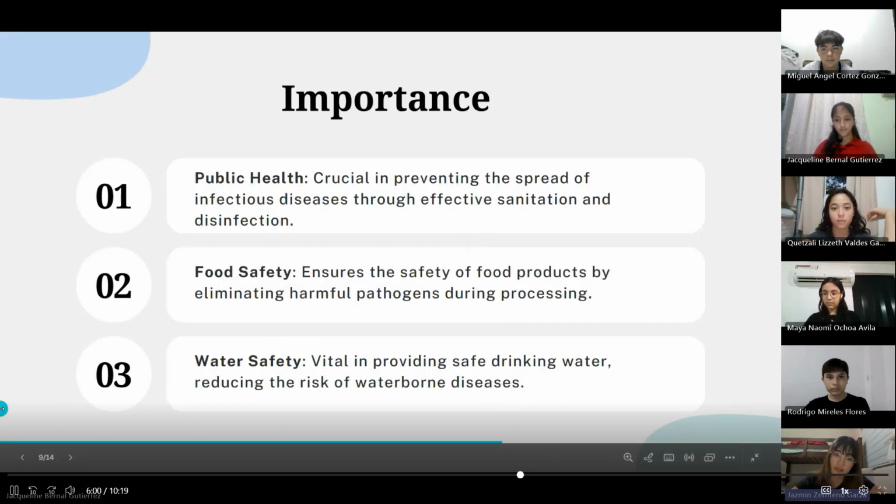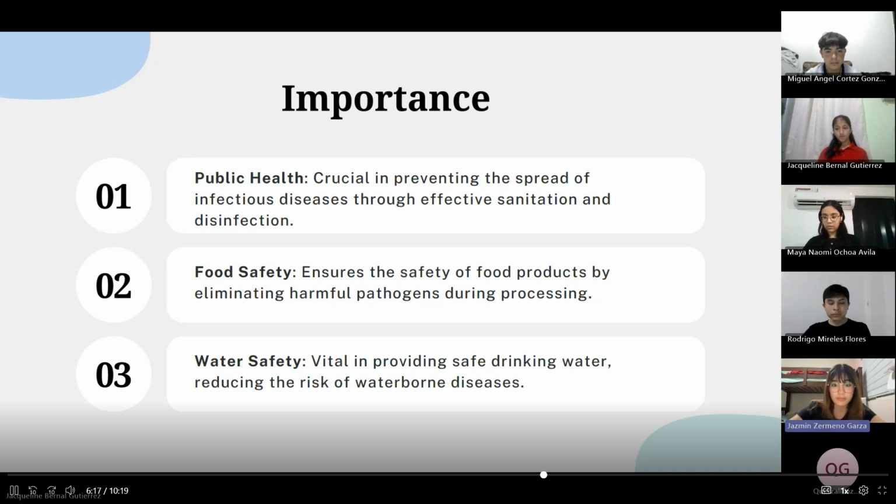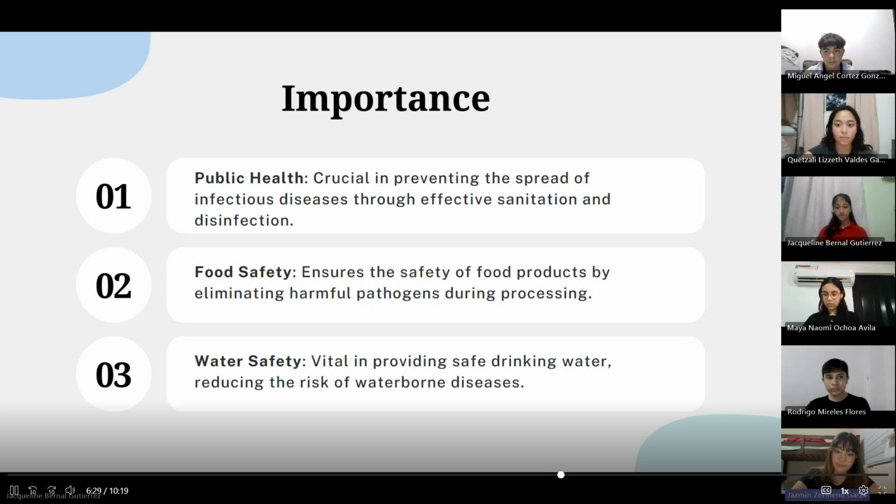Now the importance. The first one is public health. This is crucial in preventing the spread of infectious diseases through effective sanitization and disinfection. The second one is food safety. This ensures the safety of food products by eliminating harmful pathogens during processing. The third one is water safety. This is vital in providing safe drinking water, reducing the risk of waterborne diseases.